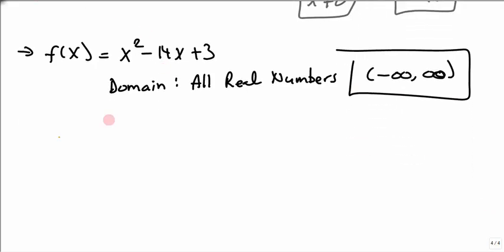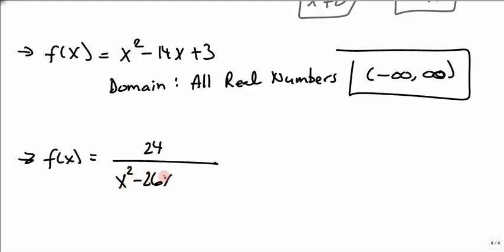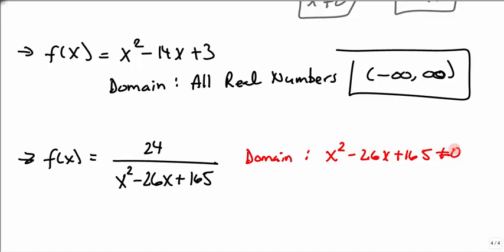Now what if I had a polynomial like this in the denominator? What if we had f of x equal, let's just make up one, 24 over x squared minus 26x plus 165. Some big numbers there. Now the problem would be, where does x squared minus 26x plus 165 equal 0? That's going to make this undefined. So my domain would be taking this denominator and saying that denominator cannot equal 0.